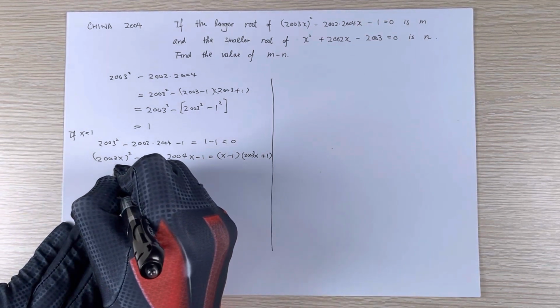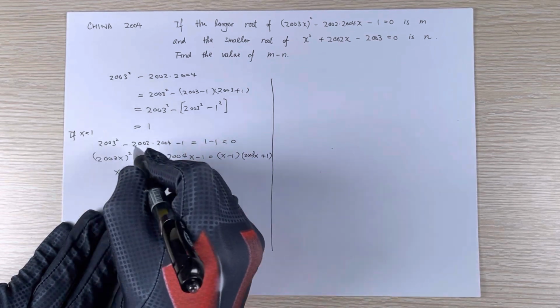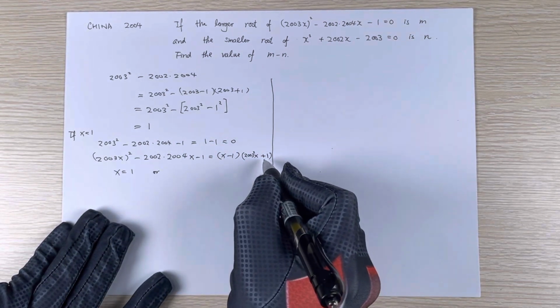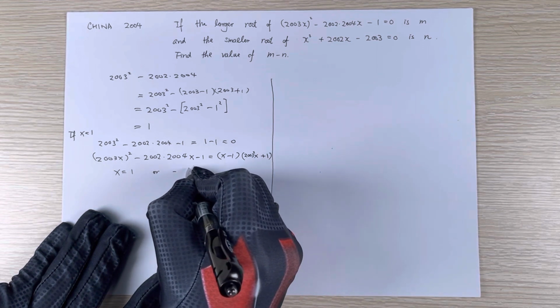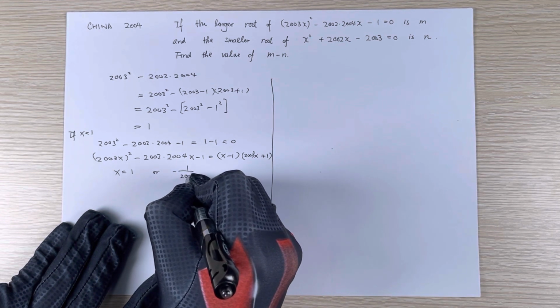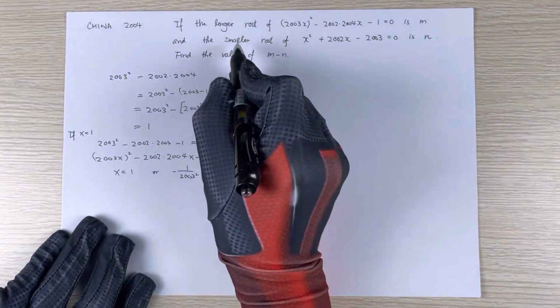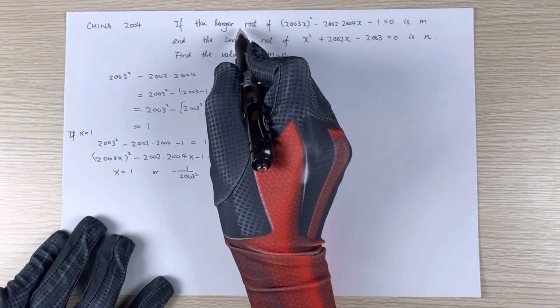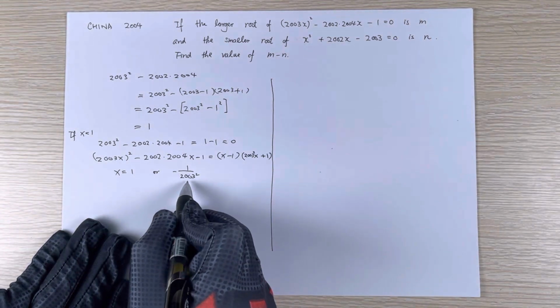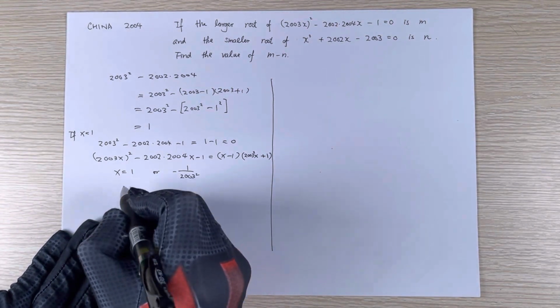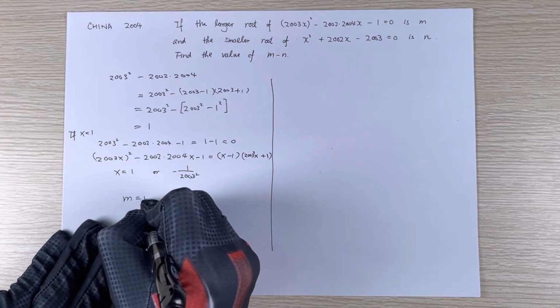In fact, we know that x equals 1, which we have found already, or x equals minus 1 over 2003 squared. But in this situation, we are asked to find the larger root. Which one is larger? This is a negative number, so this one is larger. So this means m equals 1.